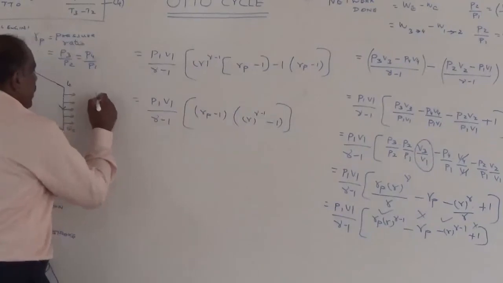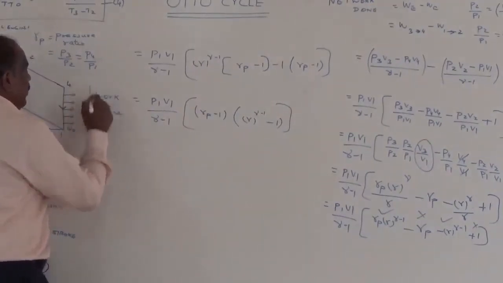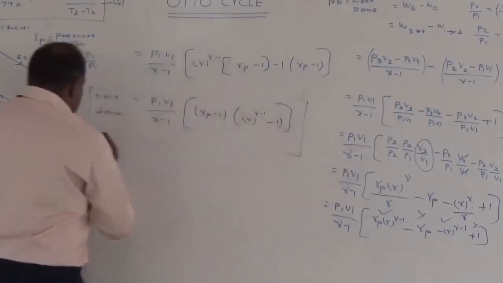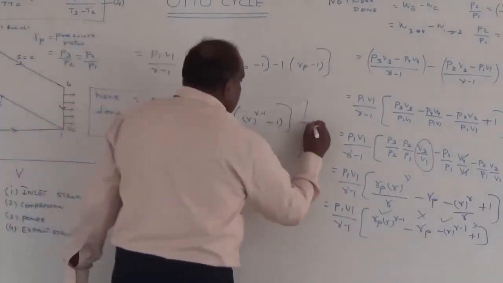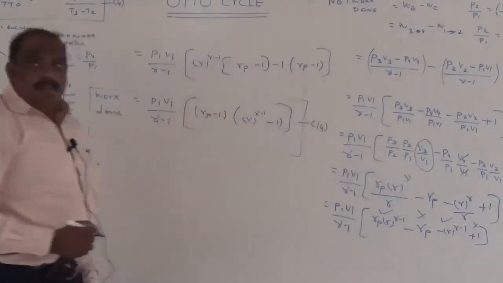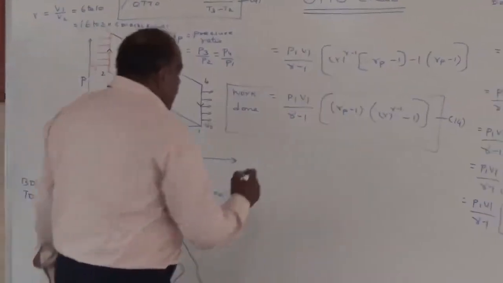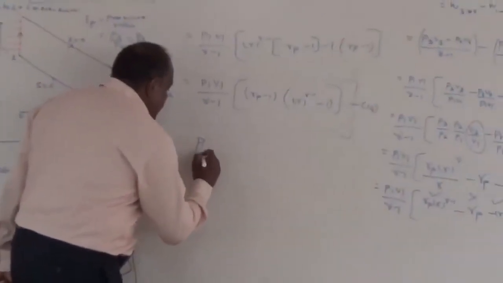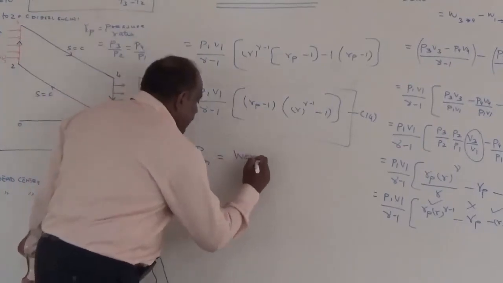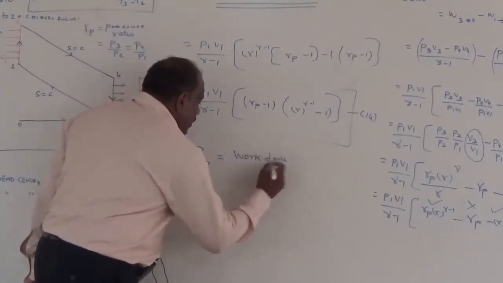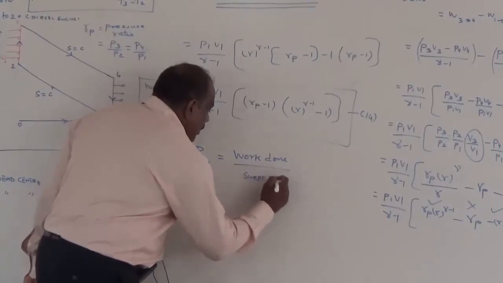So this is the formula derived for the work done, negative work done or work developed by the Otto cycle. I can give any expression number, maybe 13 or 14. So this is the formula for the work developed by the engine. And one more formula is there. That is, we want to find the mean effective pressure, which is given by PM, which is nothing but work done by swept volume. Here the volume is called the swept volume.